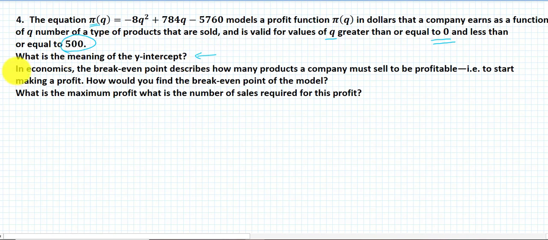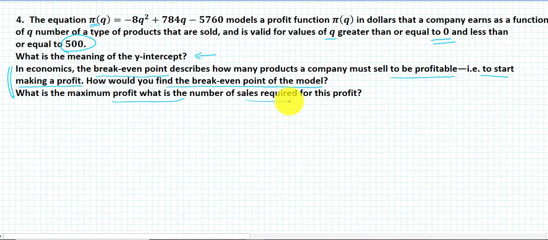Now, please make sure you read and understand the next sentence. In economics, a break-even point describes how many products a company must sell to be profitable. What does that mean, to be profitable? It means to start making a profit and not lose money. How would you find the break-even point for the model? What is the maximum profit and what is the number of sales required to make this profit?